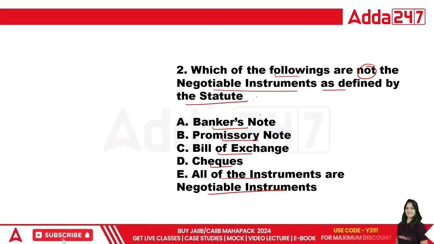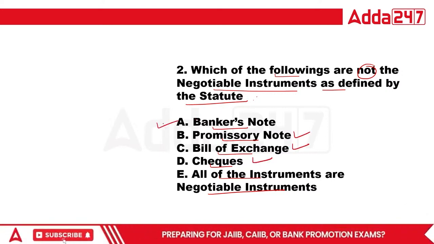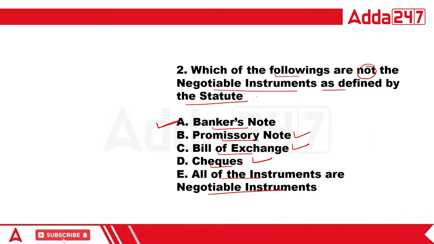So in the previous question we have already discussed this and this, okay, but this thing we have not discussed, so it is obvious that A is not given in your part. Okay, A is not given in the particular NI Act. Okay, so this is the right answer.